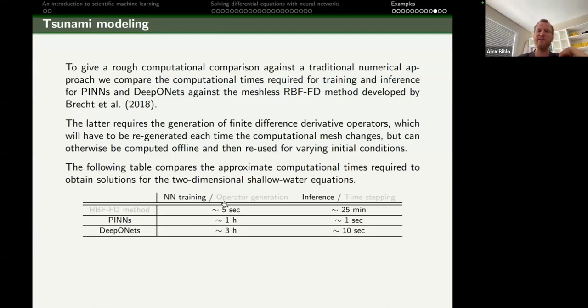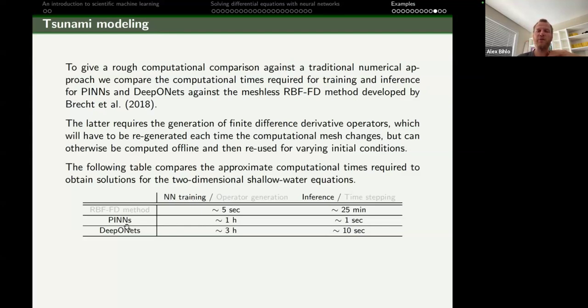So to generate these finite difference operators for this meshless method that we had used like 6 or so years ago takes about 5 seconds. So this is fairly quick. Even if you have to regenerate this, this isn't a whole lot of time. What about the neural network training?